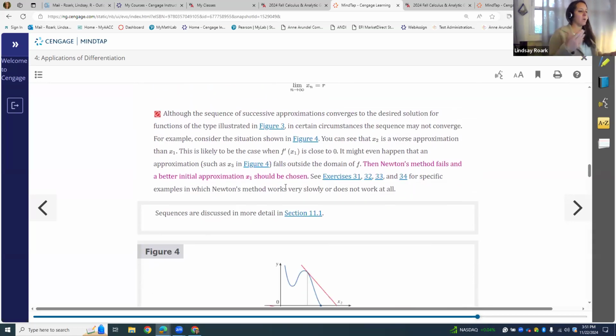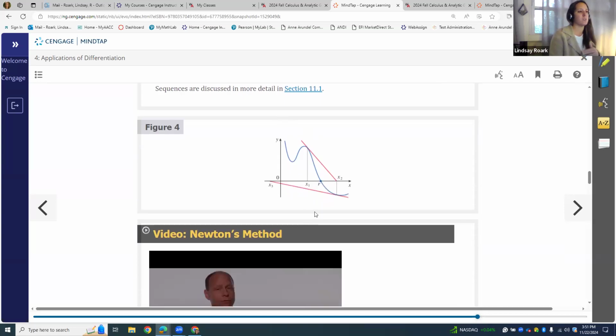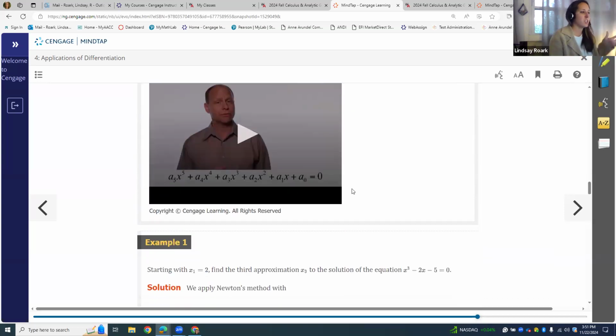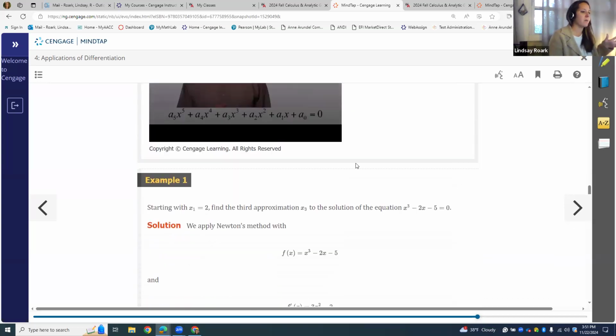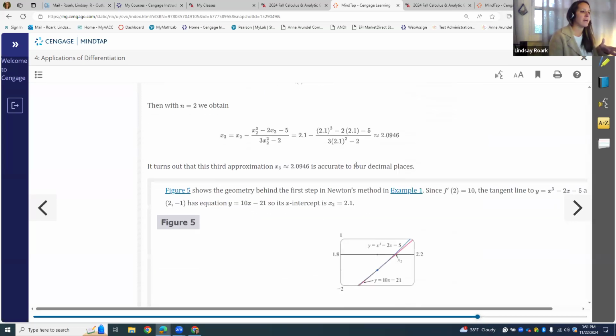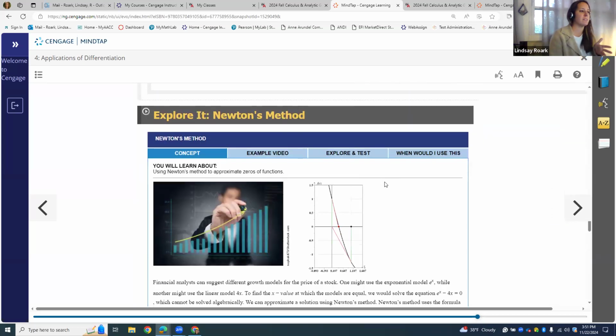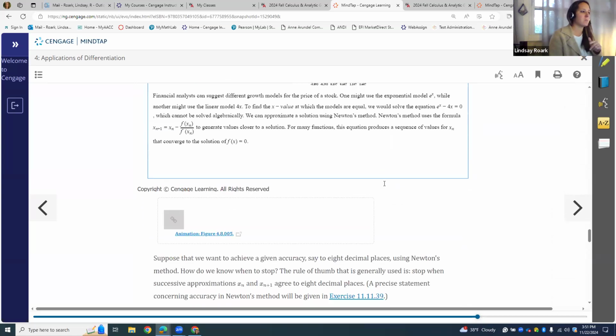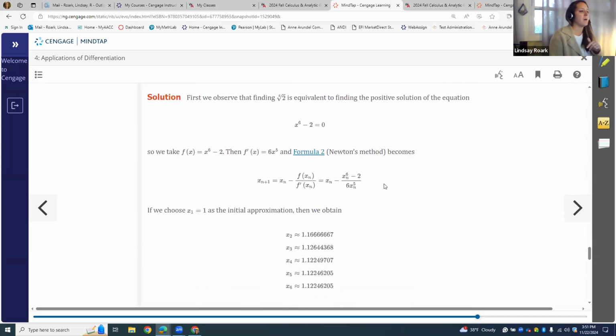They talk a little bit about how Newton's method can fail. Again, if the derivative is close to 0, they show this figure, how if the derivative is close to 0 around a solution, the tangent line's not going to intersect closer to the x-intercept. And then we have this nice guy with his little video. But I wanted to show you how we could do this, especially in our graphing calculator for the more complicated ones. There's this little explore it, which is great and all.